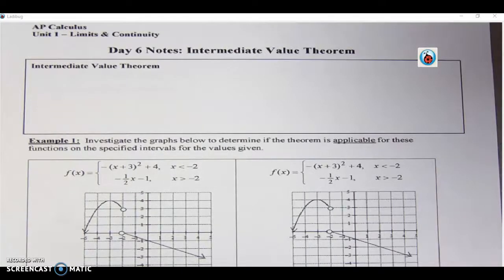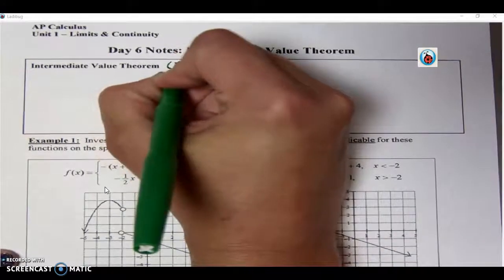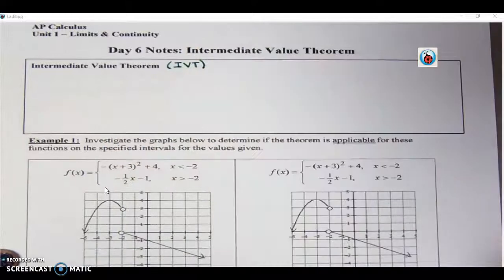Okay, so for day 6, we're going to be talking about the intermediate value theorem. This is going to be one of our first theorems that we're going to take a look at for this semester. So we're going to just write it out, and then I'll show you on a graph what it's going to mean. So the intermediate value theorem, which you can refer to as IVT, and you can use that abbreviation on the AP test.